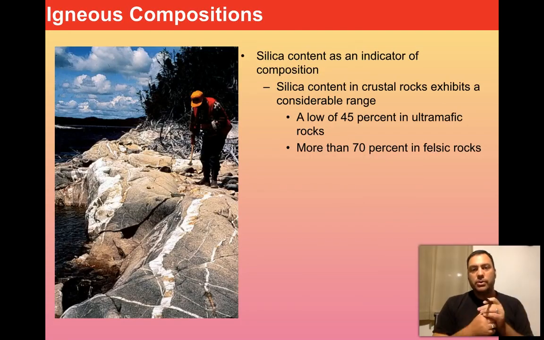So as I stated earlier, the silica content can vary widely amongst the different kinds of rocks, right? We were talking about 45%, even 40% in certain ultramafic rocks, and more than 70% in felsic rocks. Here we see a geologist who's looking at a set of quartz veins, and these are basically pure quartz.